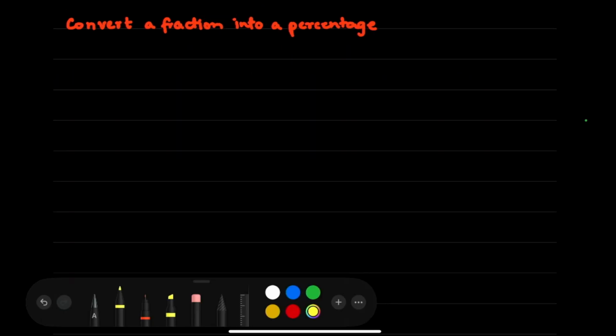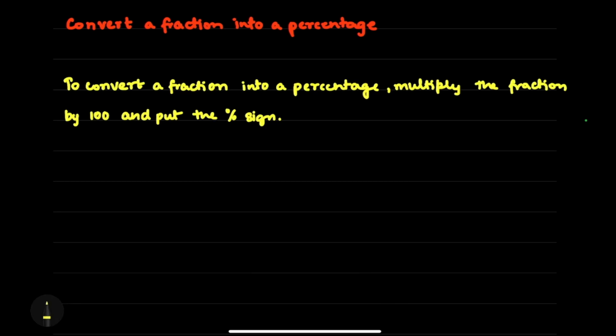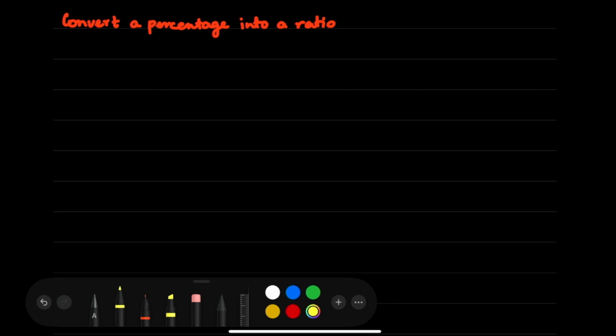Now let's look at how to convert a fraction into a percentage. In order to convert a fraction into a percentage, we will multiply the fraction by 100 and then put the percentage sign behind it. Let's see this in action. Let's convert 3 by 25 to a percentage. First we will multiply 3 by 25 into 100 and then simplify this to get 12, and then we'll add the percentage sign to it. So that becomes 12%.